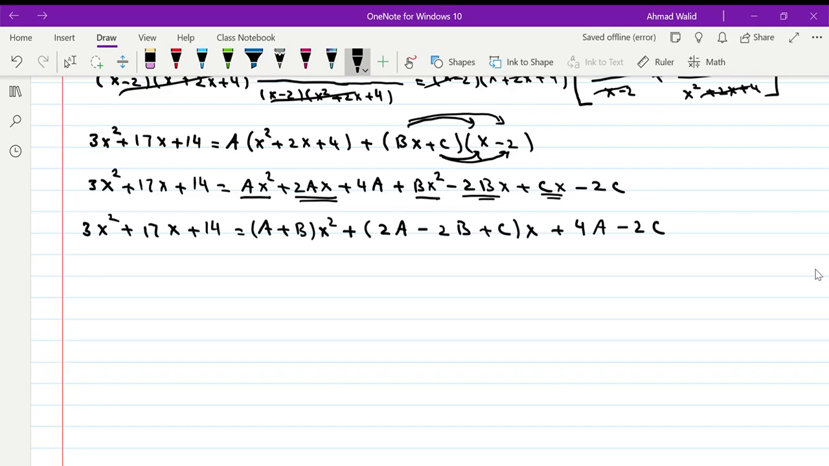Now equate the left side and right side, equate the coefficients. You can write three equations here. A plus B, because I have a square here, correct? A plus B equals what? 3. 2A minus 2B plus C equals 17. And 4A minus 2C equals 14.